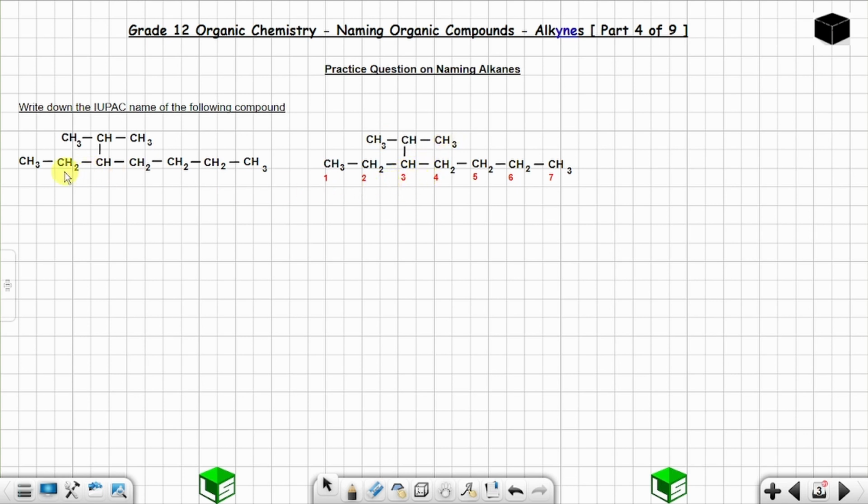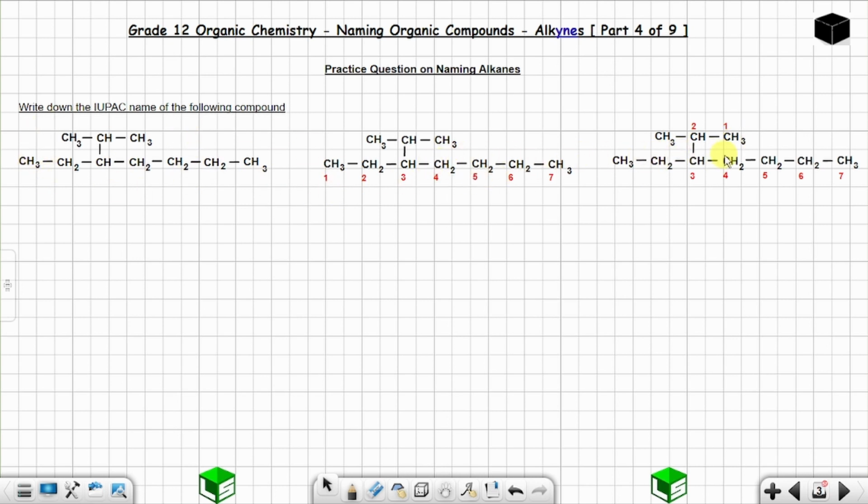Another way that you can number the longest continuous carbon chain is this one. You can go like this: 1, 2, 3, 4, 5, 6, 7. You can also start from 1 there, 2, 3, 4, 5, 6, 7. So it's still the same, whether you have this as carbon number 1 or this as carbon number 1. So you only have 2 possible ways that you can number the longest continuous carbon chain for this compound.